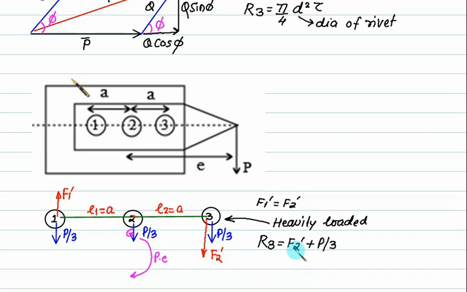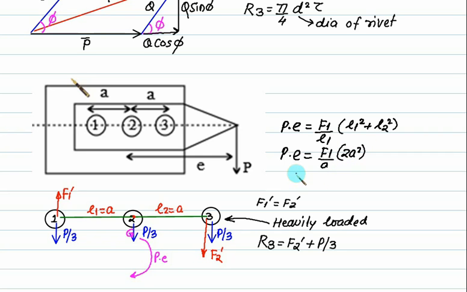Can we find out F2 dash? Yes, we can. That is equal to P multiplied by E into F1, divided by L1 multiplied by L1 square plus L2 square. We have just done this. This one is P multiplied by E into F1, L1 is A, and this is A square plus A square, which is 2A square. So F1 equals P into E divided by 2A. So you can just put in this value.